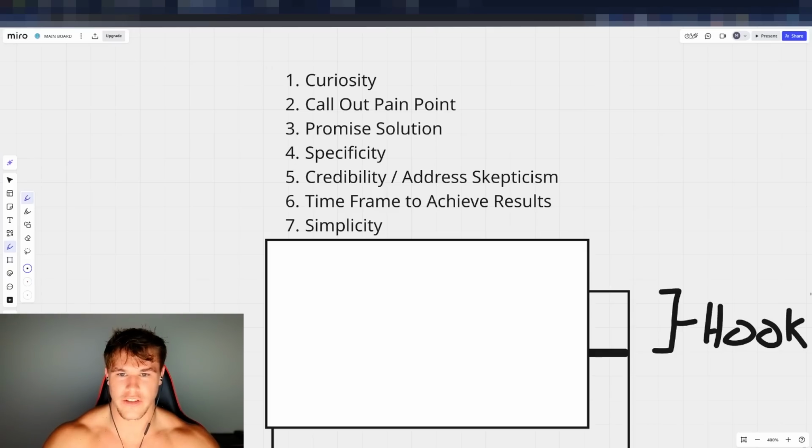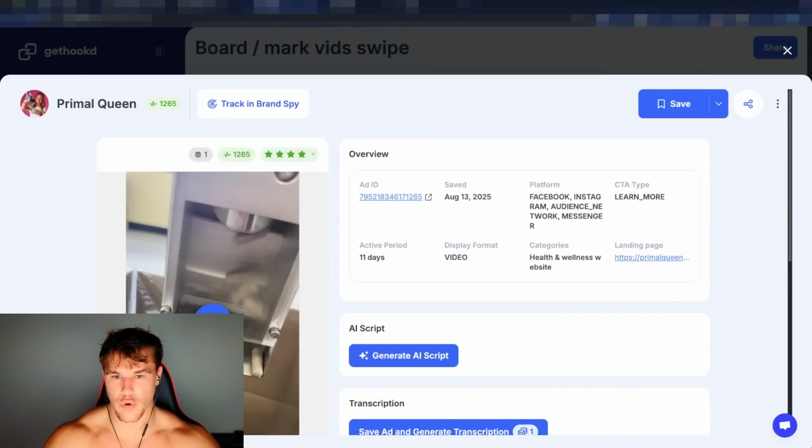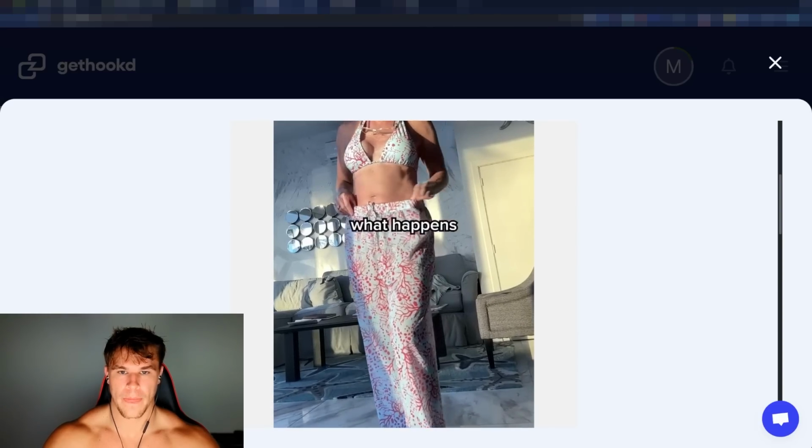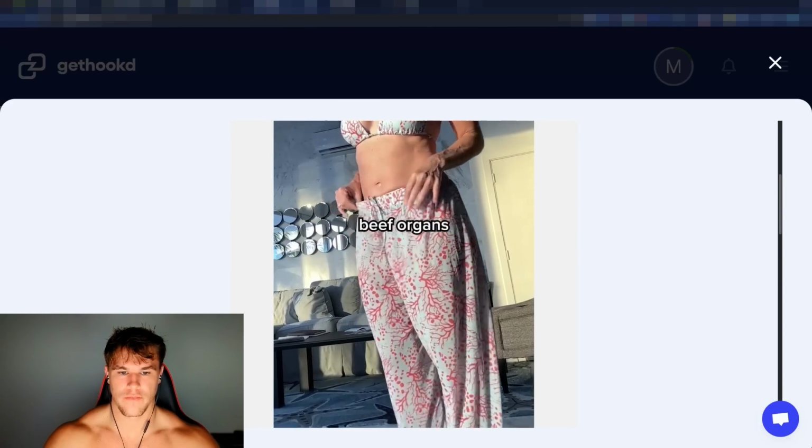So let's actually look at an example from a really well-known brand to see how well they did on this particular checklist. This is a brand called Primal Queen. I'm sure you're well aware, but they sell supplements typically to women over the age of 30 that want to regulate their menstrual cycles, their hormones, overall feel better by selling beef organs and that whole shtick.